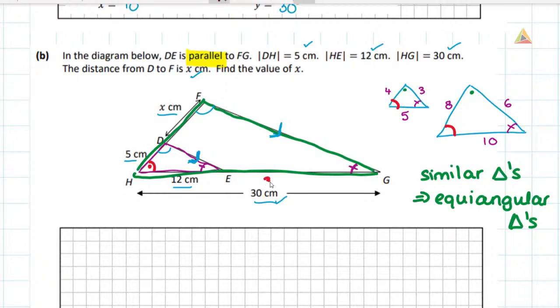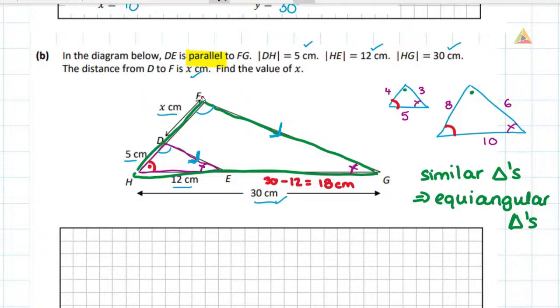So what I'm going to do here is work out the length of this piece here. From H to G is 30, but from H to E is 12. So the distance from E to G is going to be the 30 centimeters minus the 12 centimeters, and that gives me 18 centimeters. So now my sides are going to be in proportion. So I want to put the x on the top to make my life easier.